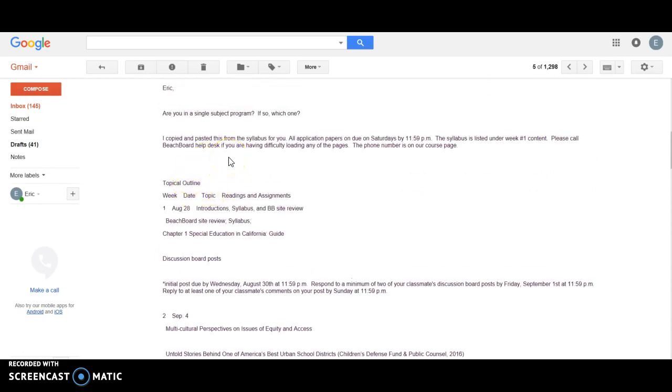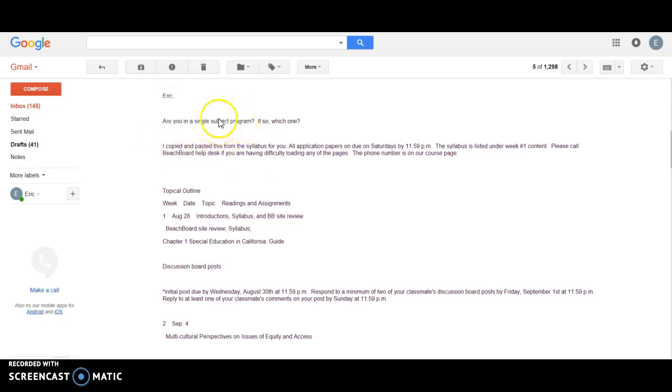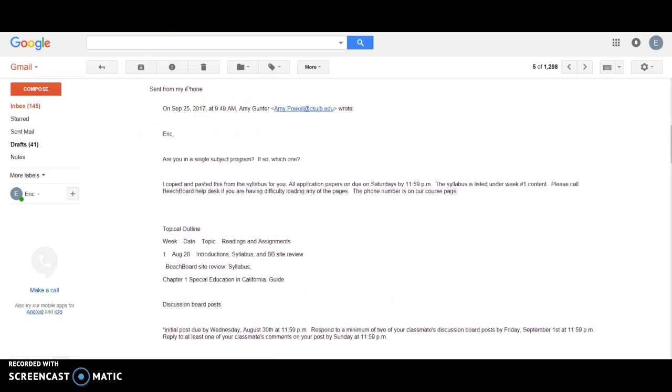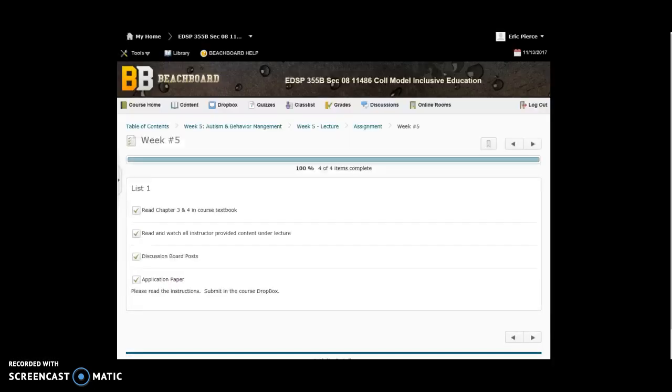I copied and pasted this from the syllabus. Applications papers are due on Saturdays by 11:59 p.m. The syllabus listed under week 1 content. Please call Beachboard with any other issues. I didn't have any problems with Beachboard. I had a problem with the fact that the application paper wasn't there.